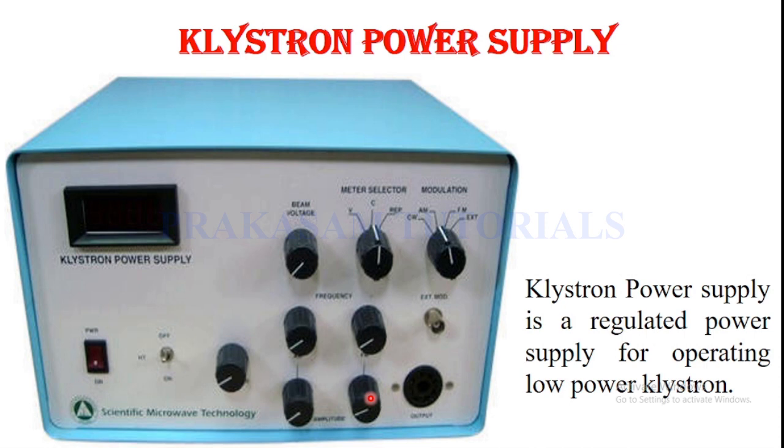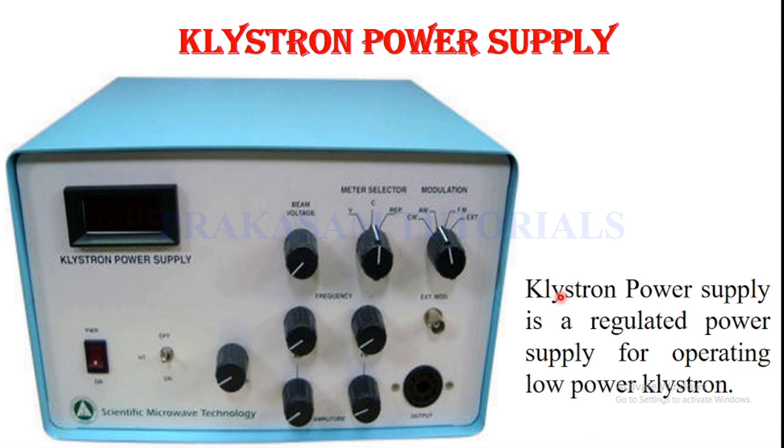So the KLYSTRON power supply generates the required beam and rippler voltage for the X-band KLYSTRON tube. The KLYSTRON power supply is very stable and contains a short circuit protection circuit. Also, it has amplitude modulation and frequency modulation circuits for the generation of a 1 kHz square wave and a sawtooth wave. So that is the brief introduction to the KLYSTRON power supply.